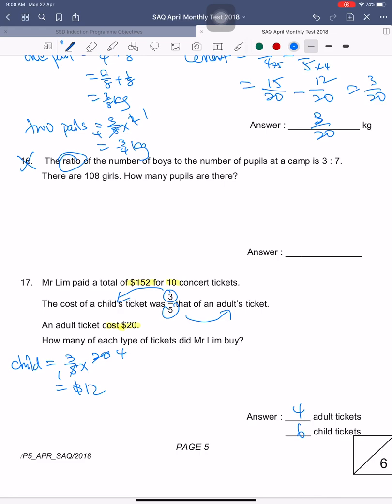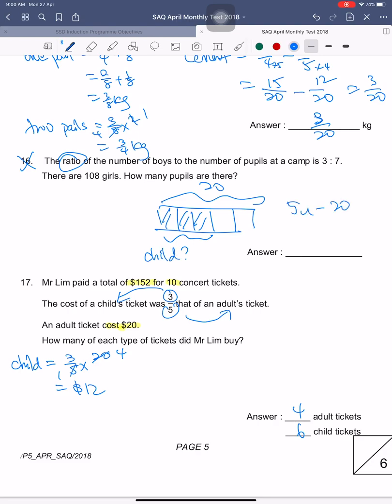For those of you who are not comfortable, if you want to use the P4 method, you also can. Very quickly, now you will know 5 units is 20. So you find out what 3 units is, which is the child. By now you should be able to find out 5 units is 20, then you work out 3 units. The answer will be the same, 12. This is the P4 method, but I thought this time I will use the P5 method to get through, because this is only the first step.